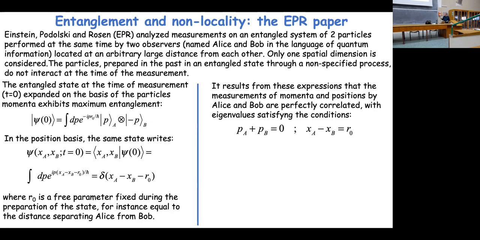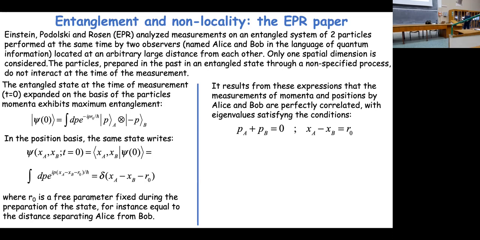So for all, what you have is PA plus PB is equal to 0, and XA minus XB is equal to R0. So this is the kind of correlation that you have at a given time. Of course, I have not written any time evolution. So this is what happens at the given time, which I call t equals 0. So what does it mean?